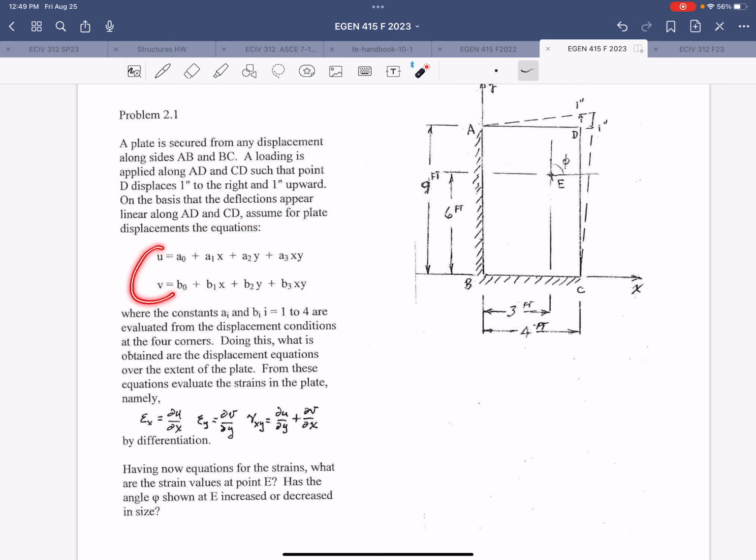And then once you have found equations for u and v in terms of x and y, then calculate the strains using those formulas that we derived. So my advice to you is to think about this: x and y represent coordinates of a point. So we'll say x, y original represents the original coordinate of a point of the undeformed shape.